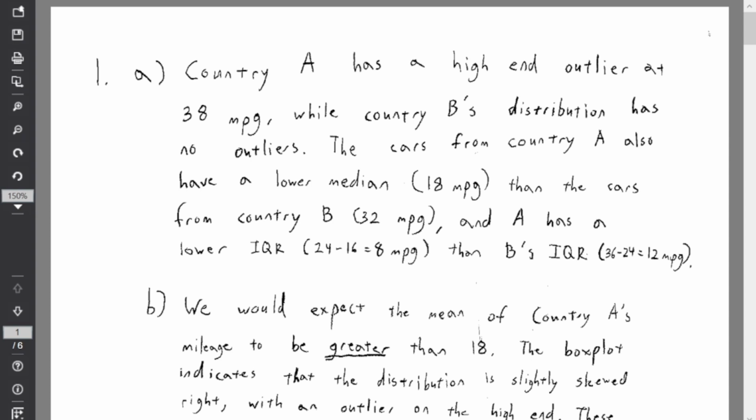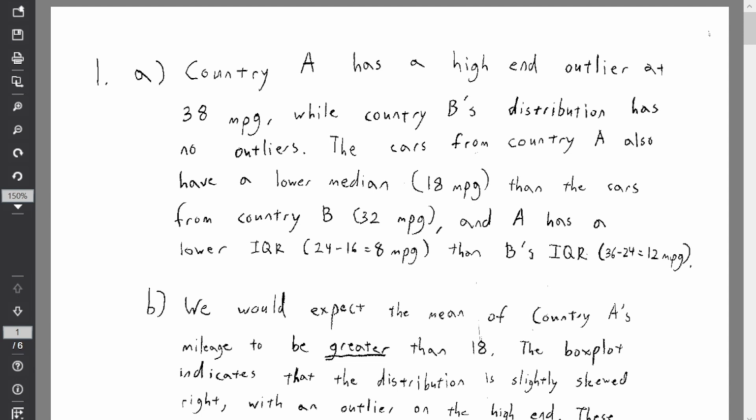country A has a high-end outlier at around 38 miles per gallon, while country B's distribution has no outliers. So we're comparing the fact that A has outliers and B does not. The cars from country A have a lower median, there's that comparison word, lower median, which is at 18, than the cars from country B. And then A has a lower IQR than country B's IQR. So we're comparing center, we're comparing spread. We're also talking about one having an outlier and one not having an outlier.